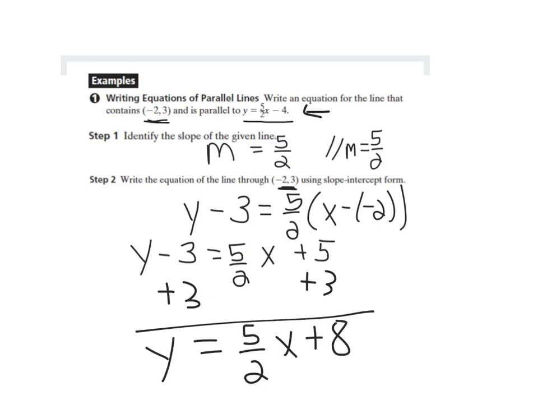We just wrote a line that is parallel to this first equation up here and goes through that point. And you can also check by plugging in that -2 there, multiplying that gives us -5. -5 plus 8 is 3, which is the y value. So there's just a quick check as well.